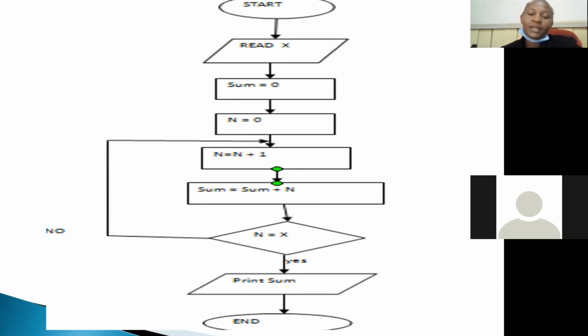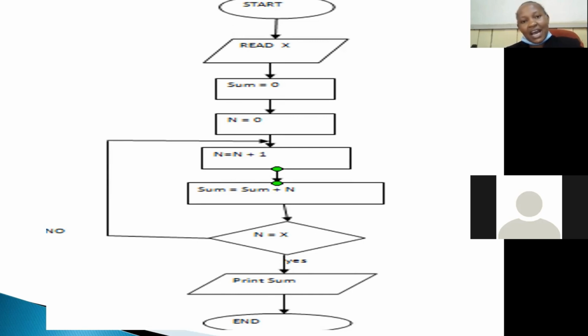You can see between n is equals to 0 and where we have the statement n is equals to n plus 1, there's a loop coming in there. In this diagram, the loop here is the repeat until, where the statements are executed first and then the condition is tested last.